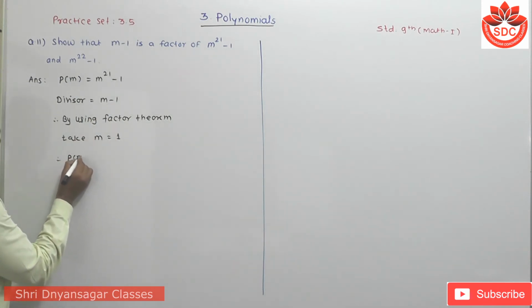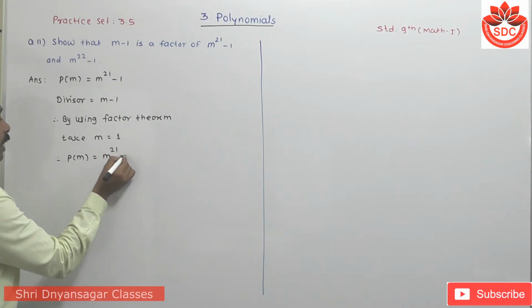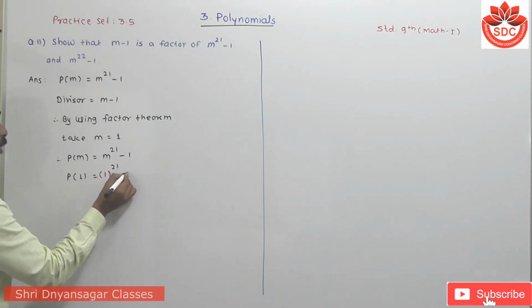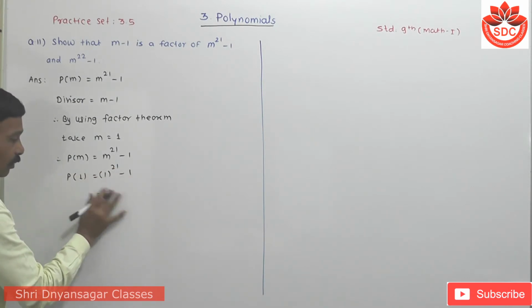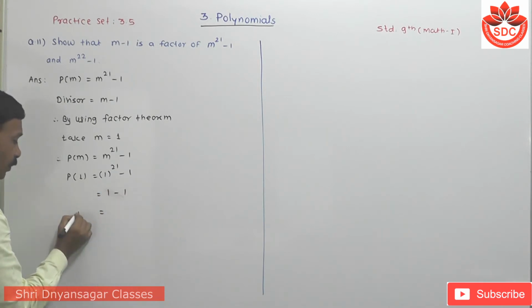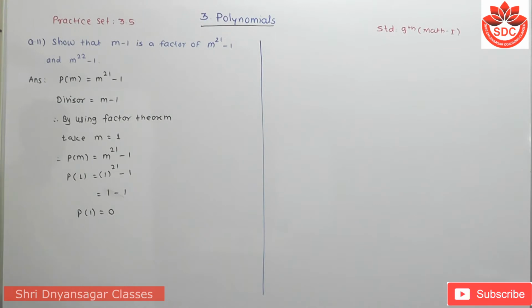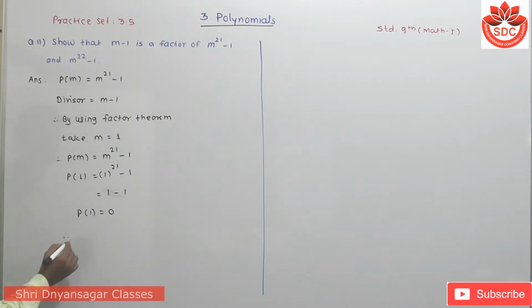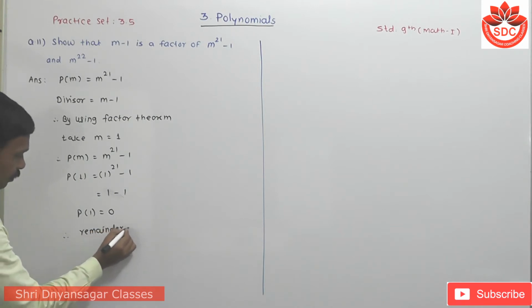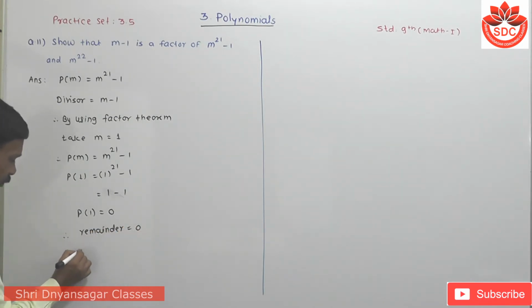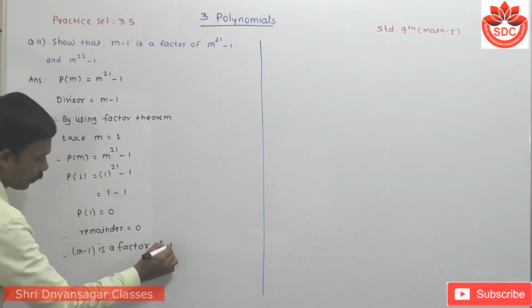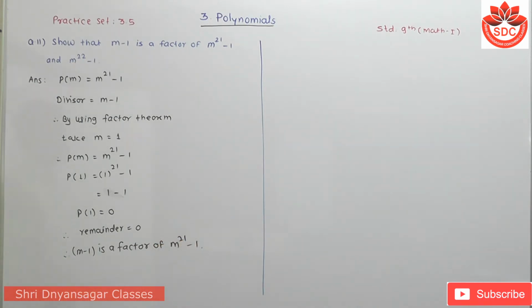Therefore, p of m equals m raised to 21 minus 1. We substitute the value of m as 1. Here it is 1 raised to 21 minus 1. 1 raised to 21 is 1, minus 1, means p of 1 equals how much? 0. If the remainder is 0, then by the factor theorem, we also write here the remainder is 0. Therefore, m minus 1 is a factor of m raised to 21 minus 1.